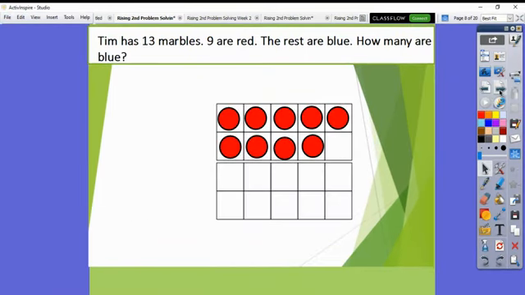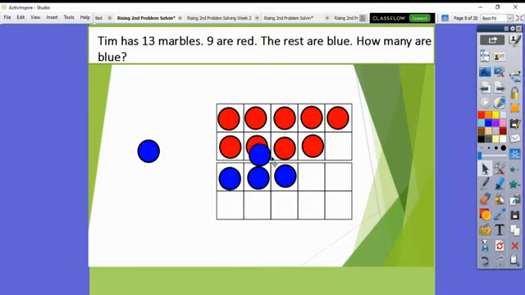Let's recap the problem one more time. Tim has 13 marbles. 9 are red. The rest are blue. How many are blue? So what I have done, boys and girls, is I have filled this frame up with 9 red counters. I know that that's 9 very easily because if one whole frame is filled, it has 10. I know that the rest are going to be blue.